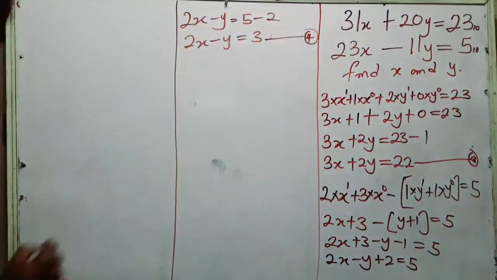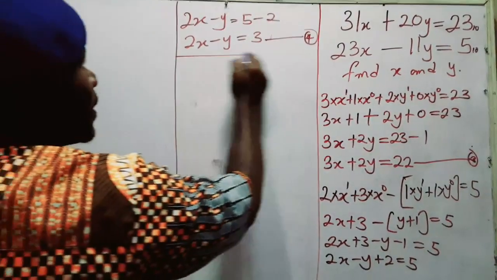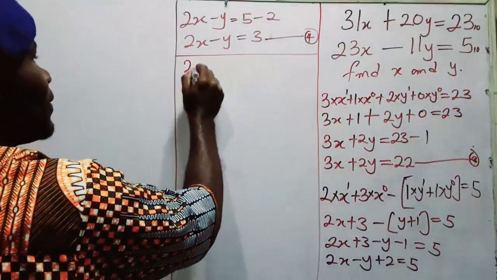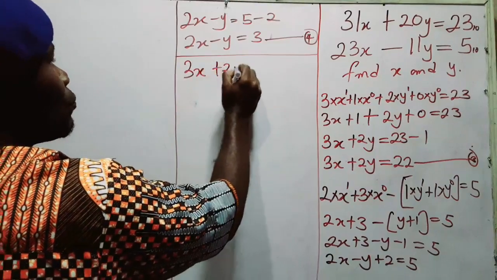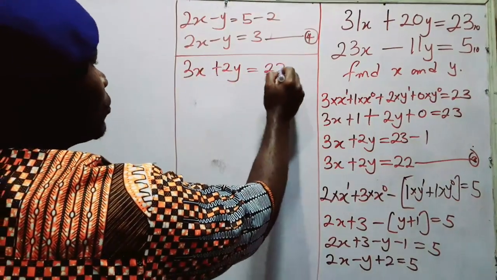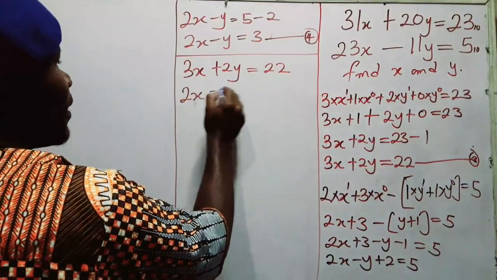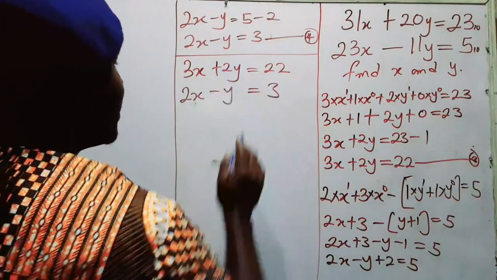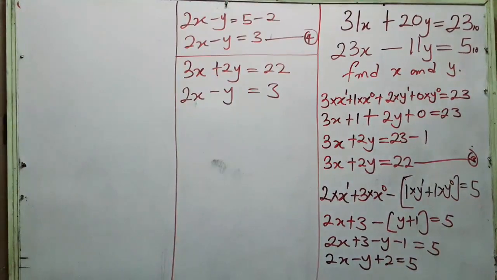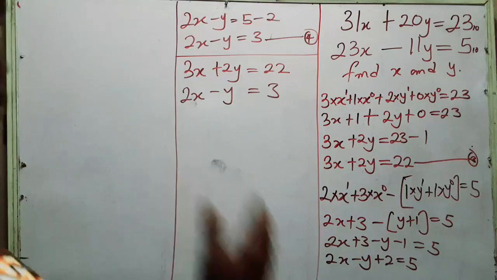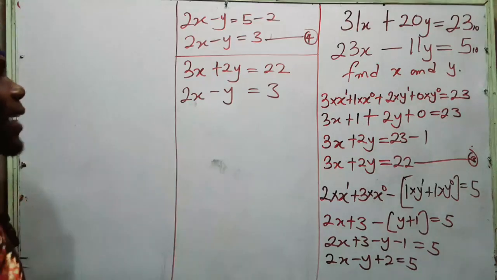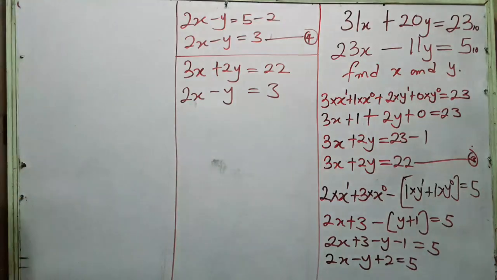So let's combine equation 3 and 4 together. We have 3x plus 2y is equal to 22, and 2x minus y is equal to 3. So this is exactly the simultaneous equation in the elementary form. Now we have two ways of solving a question of this: we have the substitution method, and we also have the elimination method. So at this point in time, let's try to apply the elimination method.